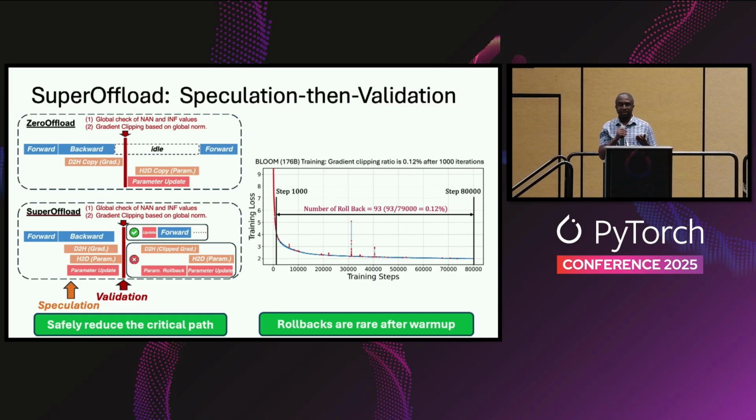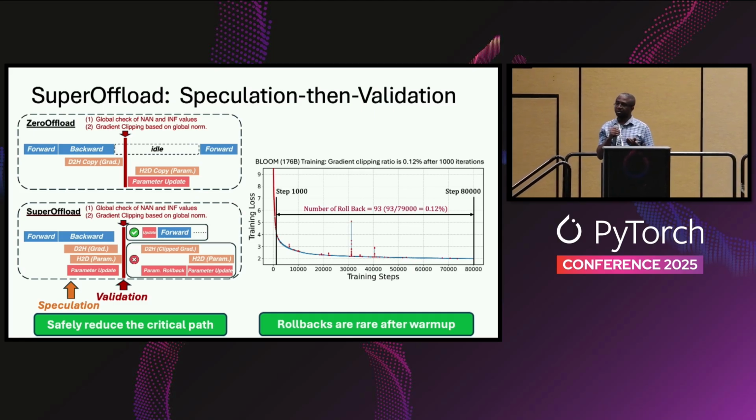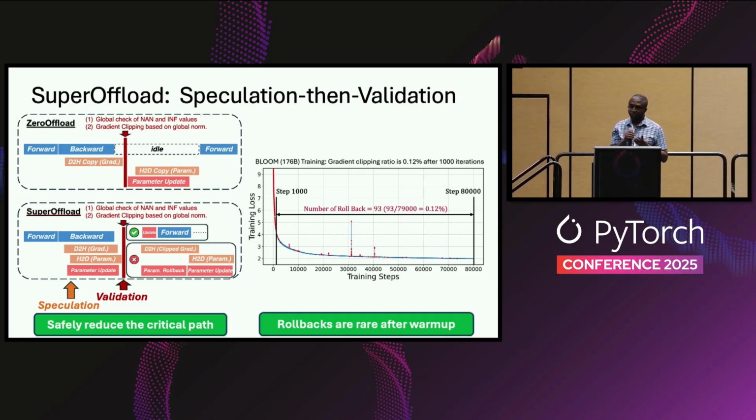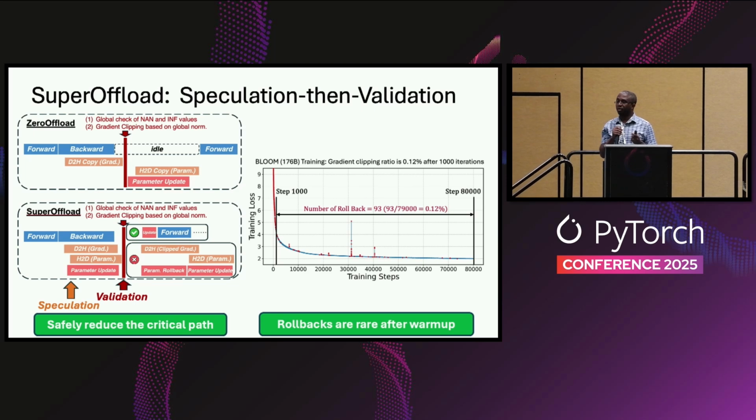Now, if rollbacks were frequent, then this would not be a win. But we take advantage of the fact that when you're training, typically the conditions that could cause a rollback, such as overflow, underflow, or clipping, don't happen often throughout your entire run. They happen at the very beginning of training and towards the end of training. The plot here is for the Bloom 176B model, which shows that over the training time, 80,000 steps, the conditions for doing a rollback occur less than 1% of the time. So it's really not a performance overhead.